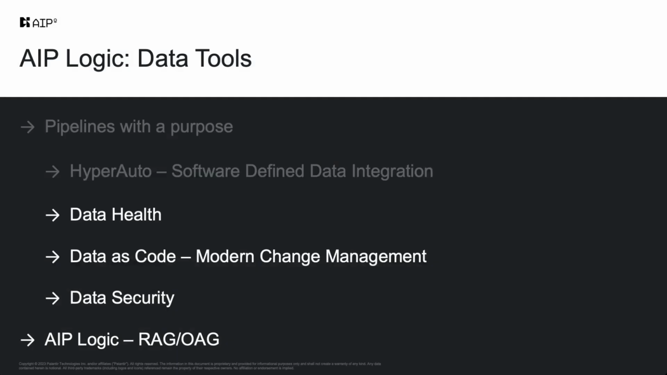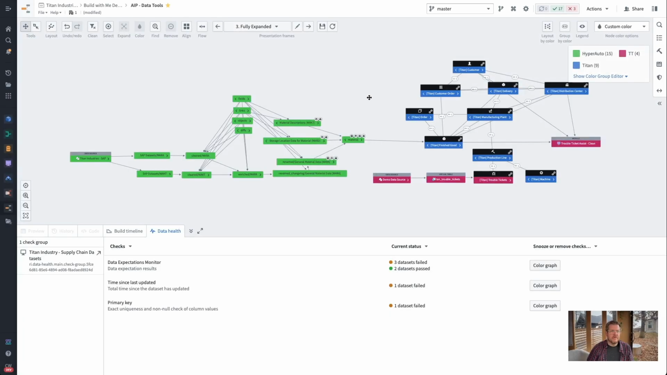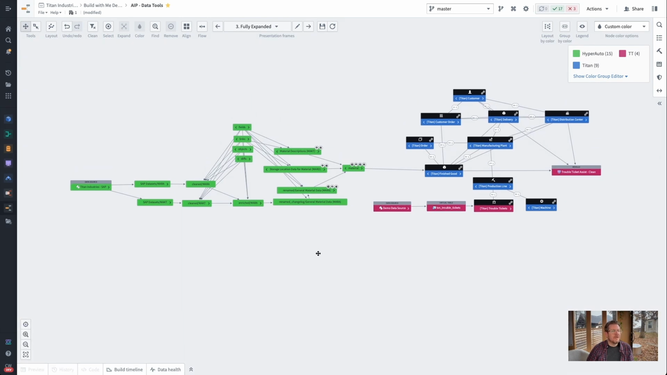All right, back to our checklist here. So we talk about data health, data as code, modern change management. What does that mean? Let's go look. All right, so back to our lineage tool here. If we want to talk about data as code, modern change management, what does that really mean?